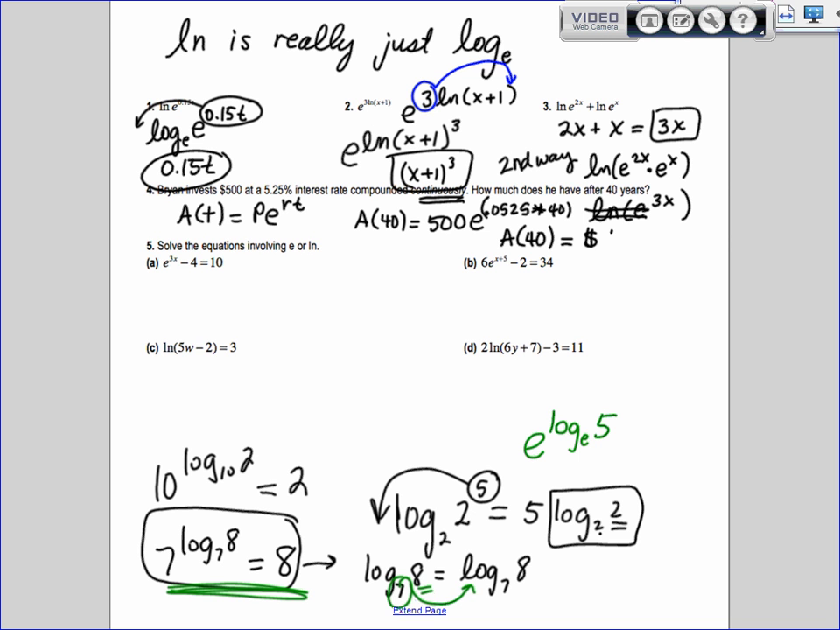So after 40 years, he gets $4,083.08. So it seems like a big jump, right? He went from $500 to $4,000. But it was over 40 years, so it seems reasonable. If it was like in a year he made that much money, then we have a problem.